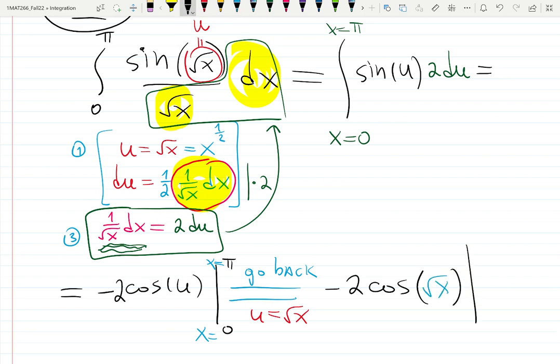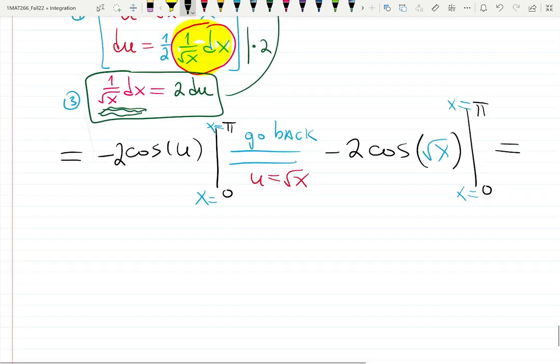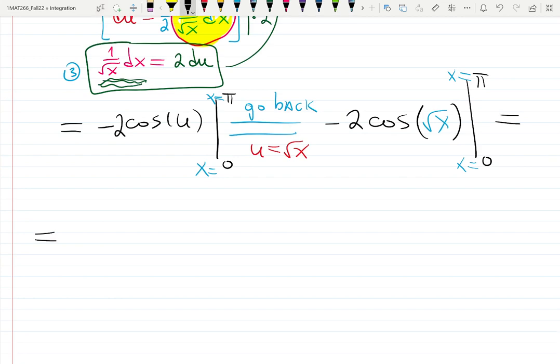And now you don't even have to write down x equals 0 and x equals pi, because now it matches. I will write it down just to make a point. Now you can plug it in. And you will get, I should have put pi squared, it would be nicer, but it's fine. Minus 2 cosine square root of pi, plug in the top, minus, what is cosine of 0? 1. So it's going to be minus 2. The answer should be a finite number.